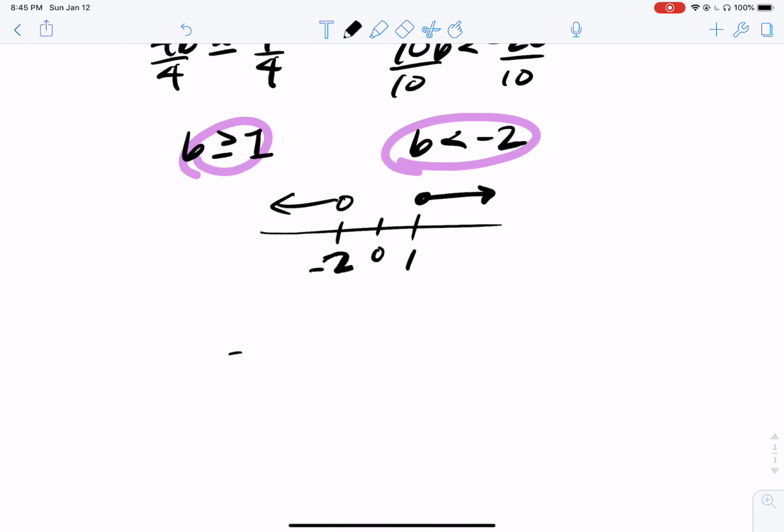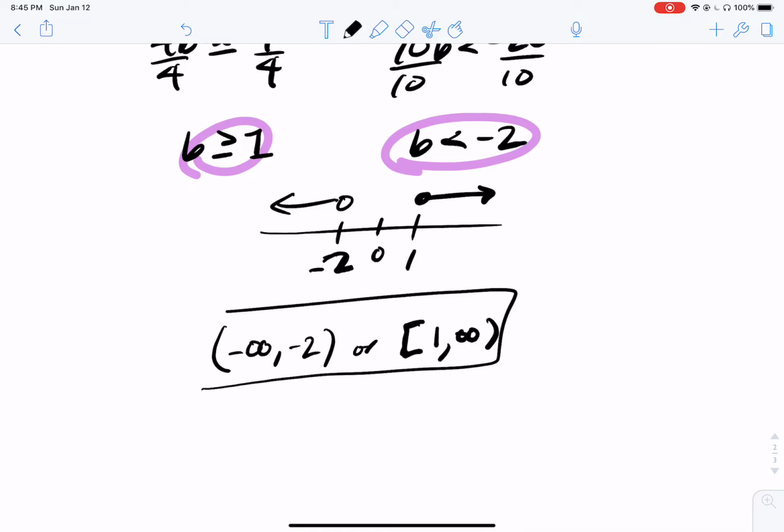So in interval notation, we would start from -infinity, go all the way to -2, use parentheses on both of them, and then we would use brackets, we would start at 1 and then go all the way to +infinity.